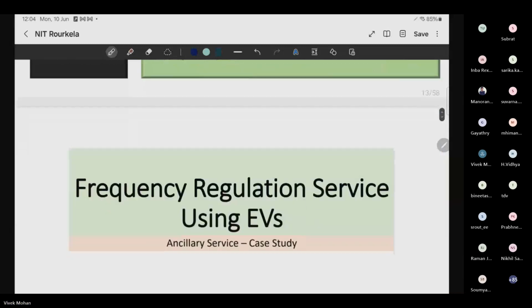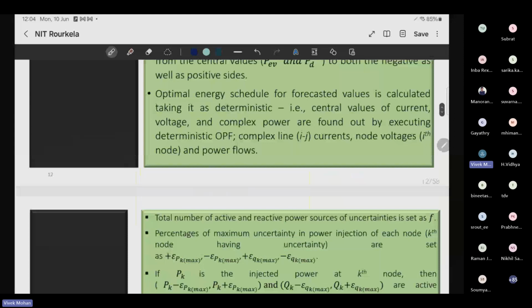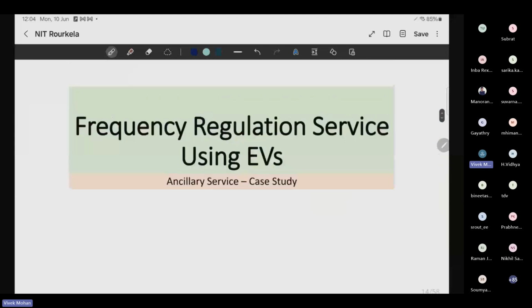So that is about that particular section. Now we move on to frequency regulation service using electric vehicles. This is another scope for the users to earn some revenue from the ownership of electric vehicles in the distribution system.